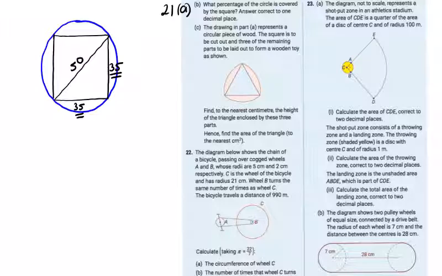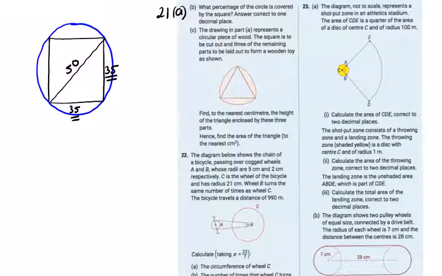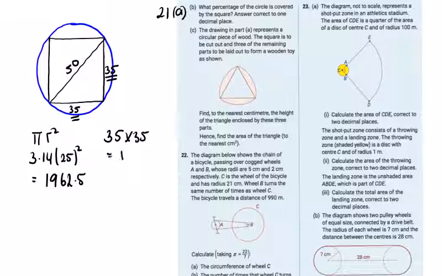What percentage of the circle is covered by the square? Well, we have to just work out a percentage here, simple enough. So we have pi r squared for the circle. I'll use 3.14 by 25 squared. It's going to give 1962.5. The area of the square is 35 by 35, which is 1225.